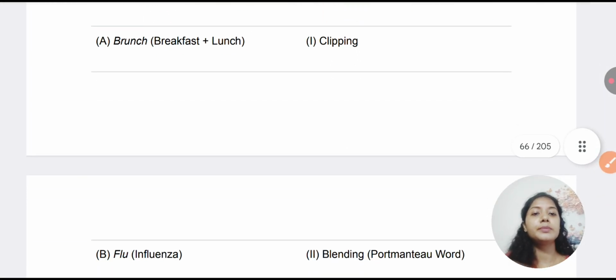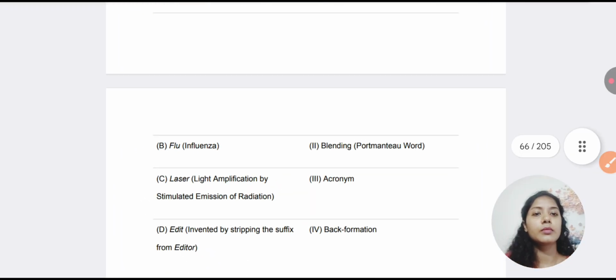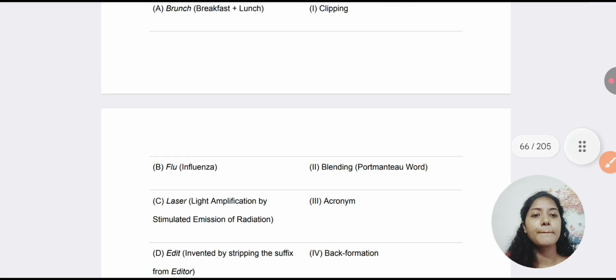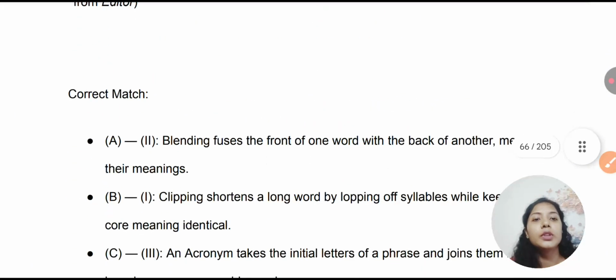Now see this question. You have brunch, flu, that is from influenza, laser, that is light amplification by stimulated emission of radiation, edit. So which is blending, acronym, back formation and clipping? Which one of these you have to correctly match? At least you must know. The word brunch was getting a lot of popularity in the last few years, I guess. So the correct answer will be A.